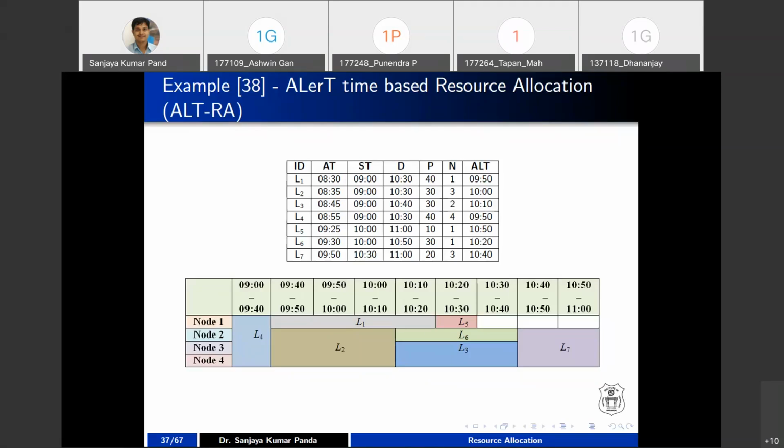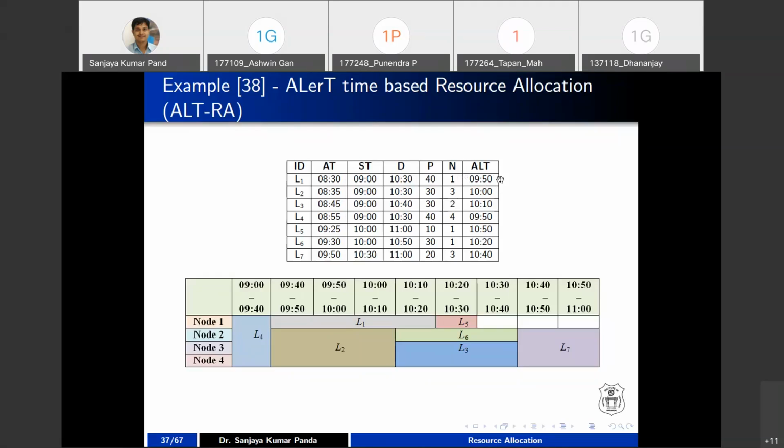On the other hand, in the ALTRA algorithm, the alert time is nothing but deadline minus period. You can see in the first case, the deadline is 10:30 and the period is 40, so your alert time should be 9:50. What does it signify? It signifies that if you do not start the first lease at 9:50, then you will violate the deadline.